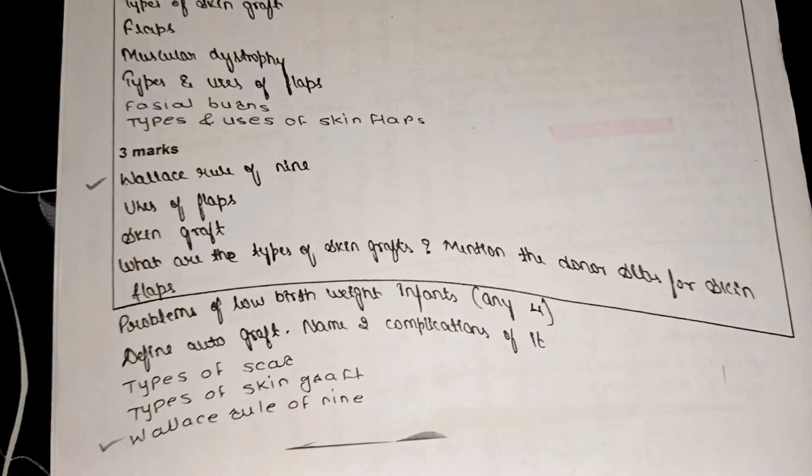Now, moving on to the 3 marks. The first one, Wallace rule of 9. Second one, uses of flaps, skin graft. What are the types of skin grafts? Mention the donor sites for skin flaps.